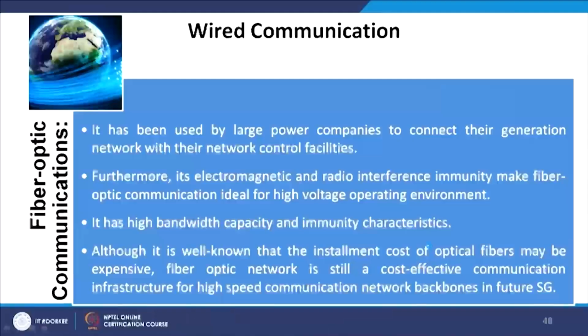Wired communication, certainly it is fiber optic communication. It has been used by large power companies to connect their generation network with their network control facilities. Furthermore, its electromagnetic and radio interference immunity make fiber optic communication ideal for high voltage operating environment. It has high bandwidth capacity and immunity characteristics, although it is well known that the installment cost of optical fibers may be expensive.